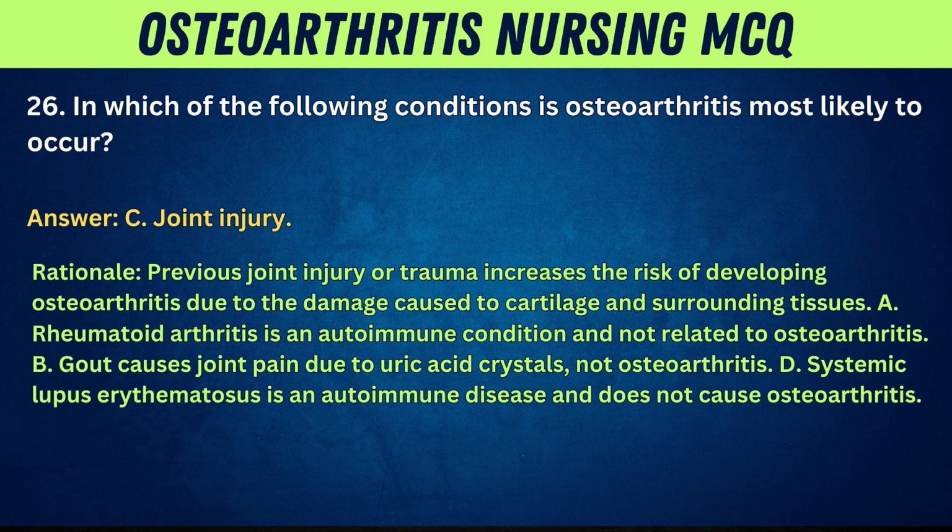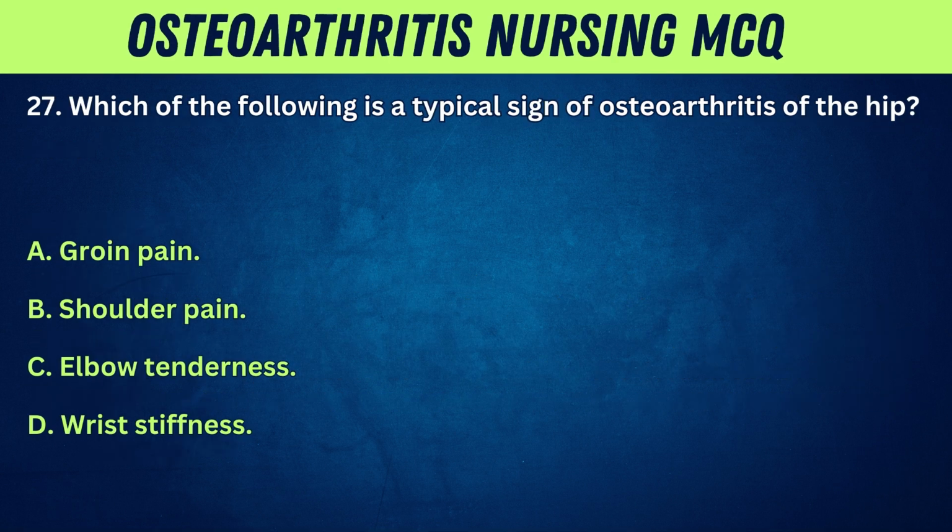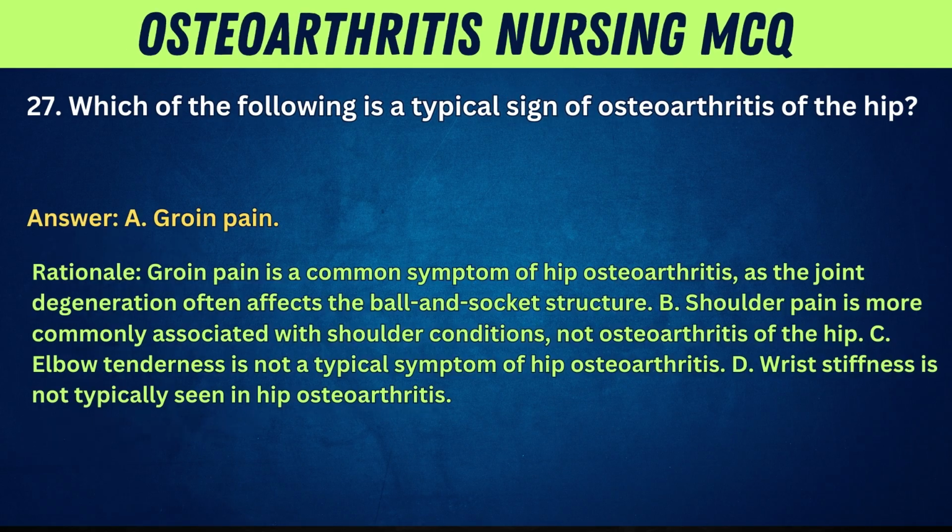D. Systemic lupus erythematosus is an autoimmune disease and does not cause osteoarthritis. 27. Which of the following is a typical sign of osteoarthritis of the hip? A. Groin pain. B. Shoulder pain. C. Elbow tenderness. D. Wrist stiffness. Answer: A. Groin pain. Rationale: groin pain is a common symptom of hip osteoarthritis, as the joint degeneration often affects the ball and socket structure.